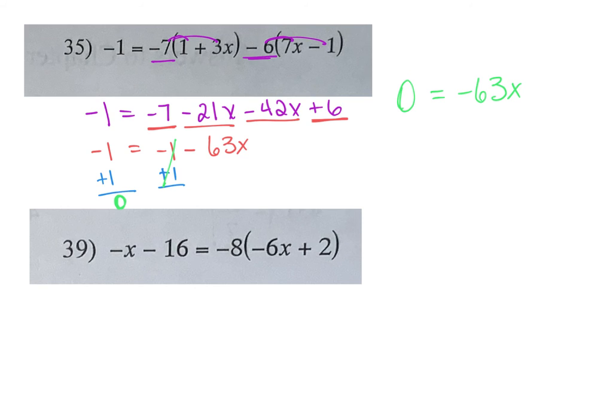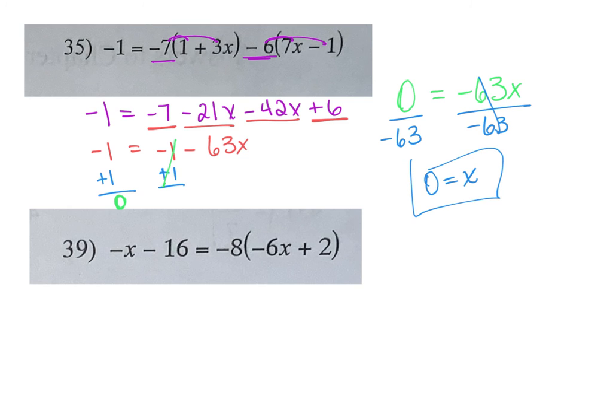So what times negative 63 equals 0? What do I have to multiply that by to get 0? Yeah, I have to multiply by 0, right? So I'm going to divide both sides by negative 63. What is 0 divided by anything? 0. My answer here is 0.